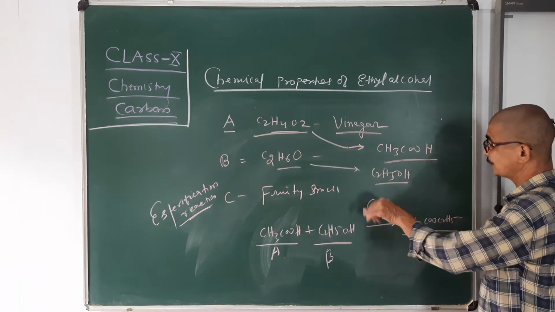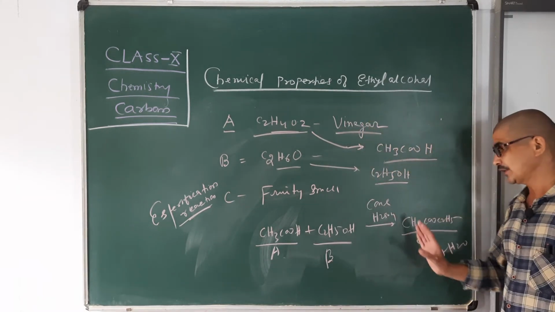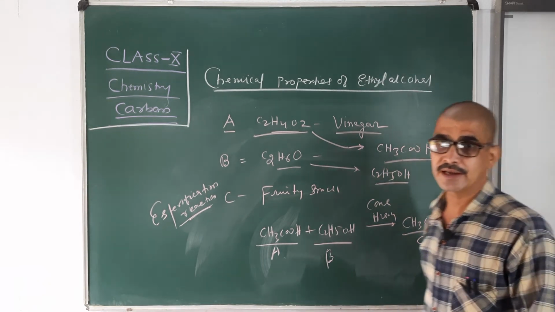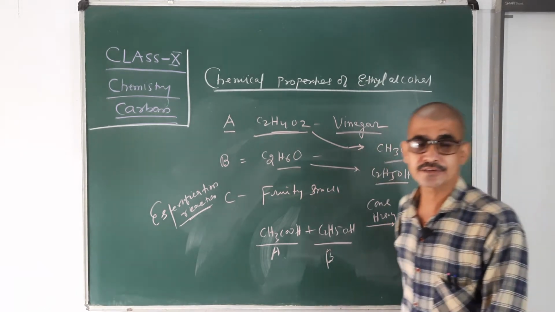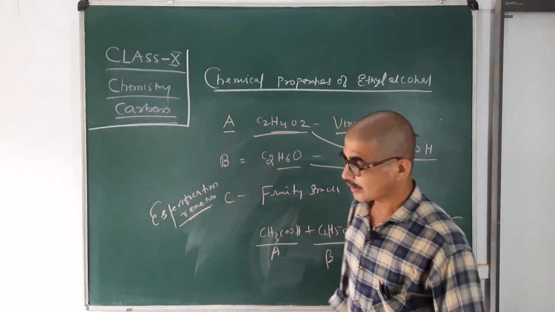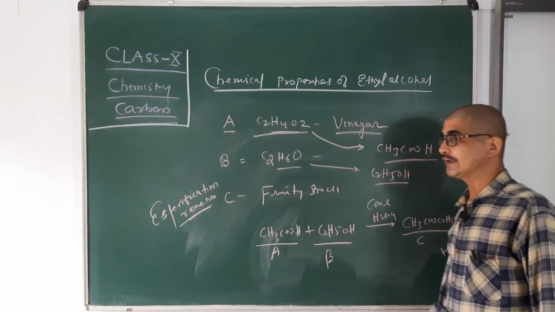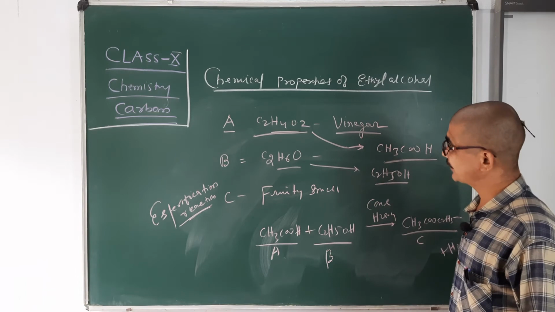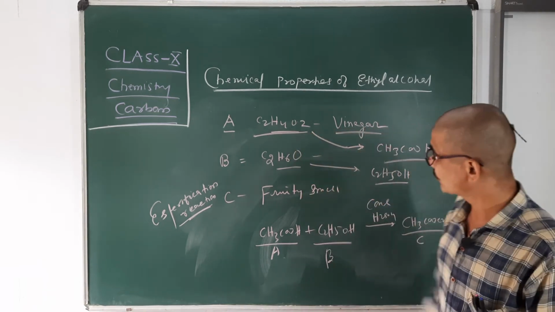Now concentrated sulfuric acid acts as a dehydrating agent here because it absorbs water during the reaction and makes the reaction irreversible, so that we will get ester. I repeat, concentrated sulfuric acid acts as a dehydrating agent. It absorbs water and makes the reaction irreversible, so that we will get ester. This is a board pattern question.